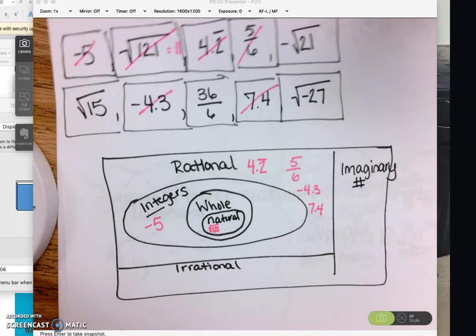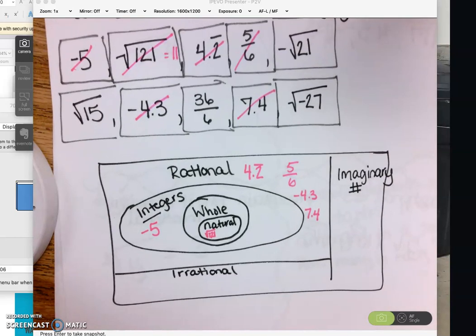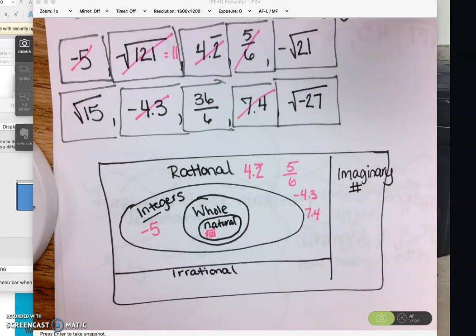Yes, Katie. What's in the small circle? Natural, and that's square root of 121 because it's equal to 11. Okay, then, yes.